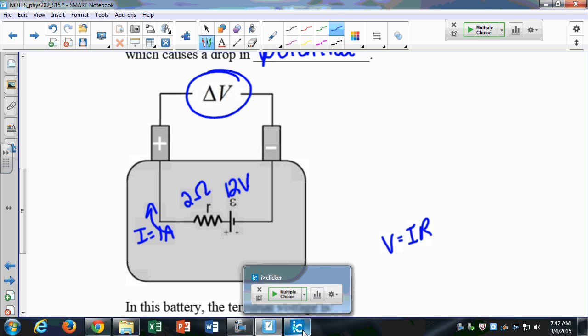Now what happens if your current increases? What happens to the usable voltage across this battery? It decreases, right. So if you increase I, say if it becomes 2 amps instead of 1 amp, then your usable voltage or your terminal voltage is going to be 12 minus 4 or 8 volts. So internal resistance is bad because it steals away from that voltage that you have in the battery.